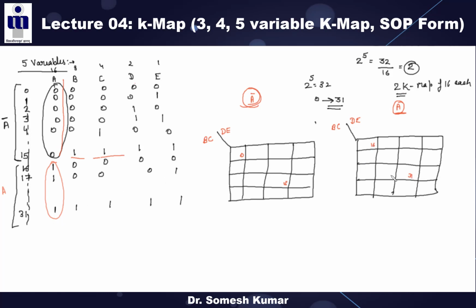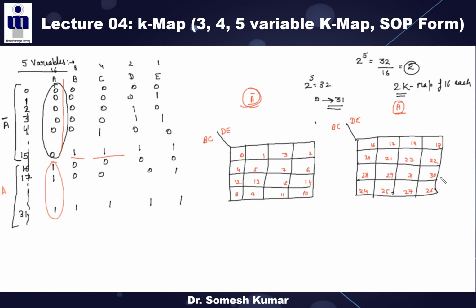This is also a 16-cell K-map, right? This is reserved for the A. Now the numbering is 0, 1, similar to the 4-cell K-map. 0, 1, 2, 3, 4, 5, 6, 7, 8, 9, 10, 11, 12, 13, 14, 15. Now 16, 17, 18, 19, 20, 21, 22, 23, 24, 25, 26, 27, 28, 29, 30 and 31.